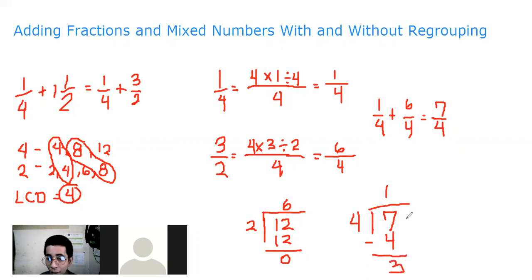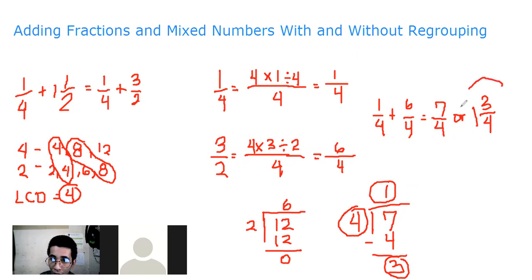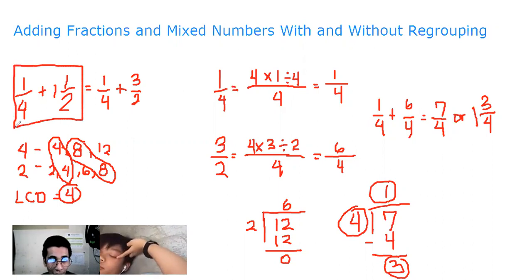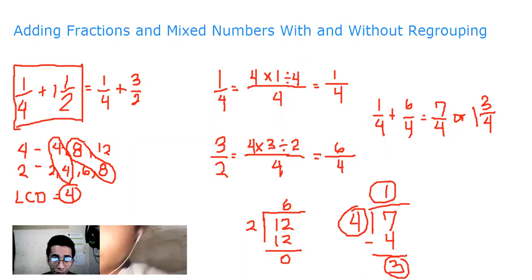So, since wala naman tayong pwedeng i-bring down, itong 1 na ito yung ating magiging whole number. So, 1 will be our whole number. Then, itong 3 na to, that will be our numerator. Then, si denominator, kung ano yung ating divisor, siya din yung ating denominator. Then, 4. So, our answer now is 1 and 3/4. Kapag pinag-plus pala natin si 1/4 plus 1 and 1/2, ang kalalabasan natin is 1 and 3/4. Naunawaan?